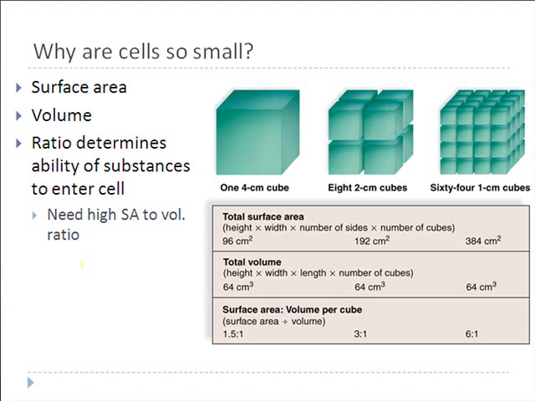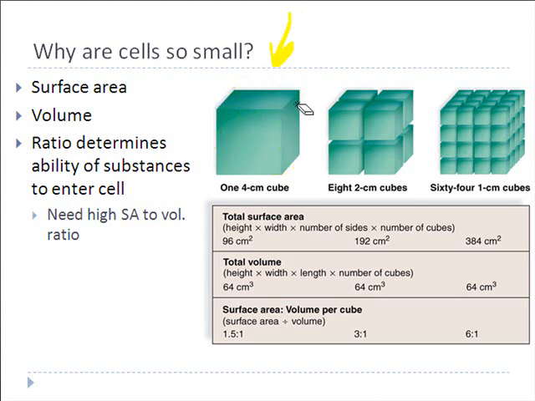The reason why cells are so small has to do with the surface area of the cell versus its volume. Volume, remember, is the amount of space that a cell takes up. Surface area is the outer coating, how big is the outer coating. So if we were to look at this cube, if we added up the area of all the sides of the cube, that would give us the surface area, and the amount of space contained within that cube would be the volume.